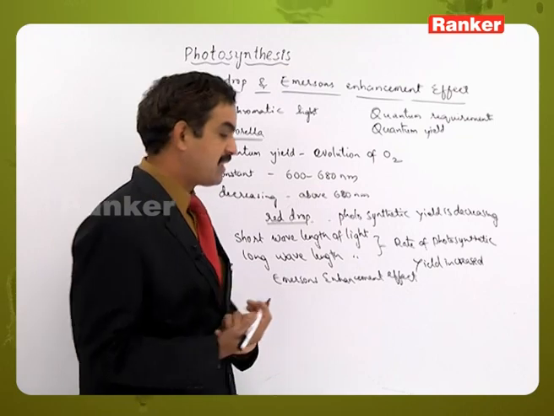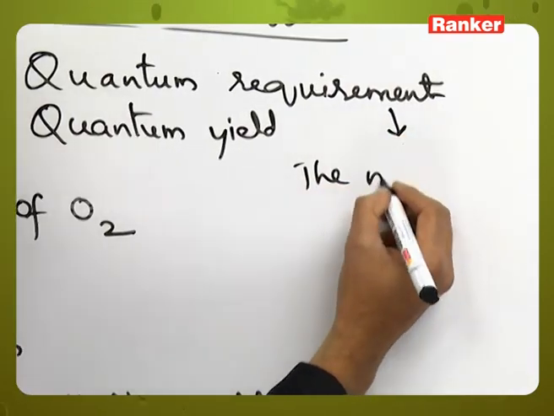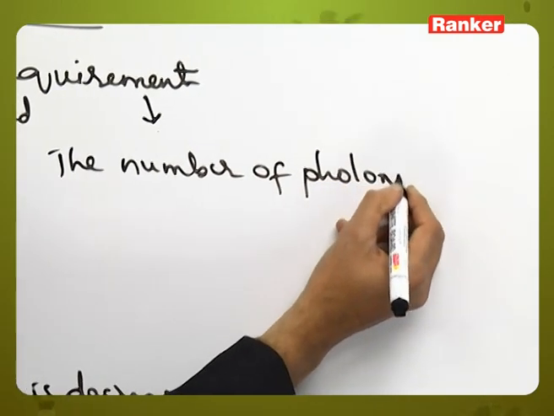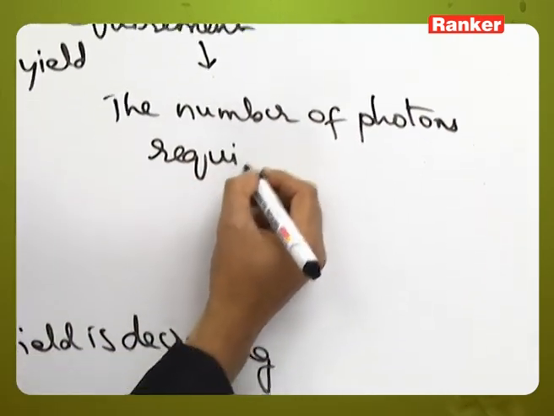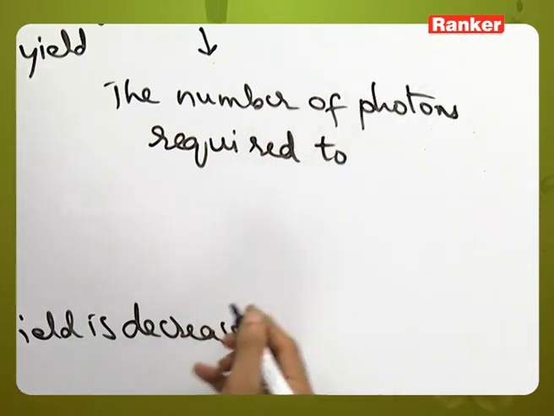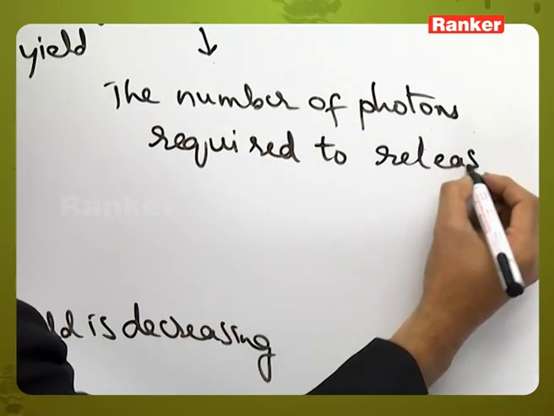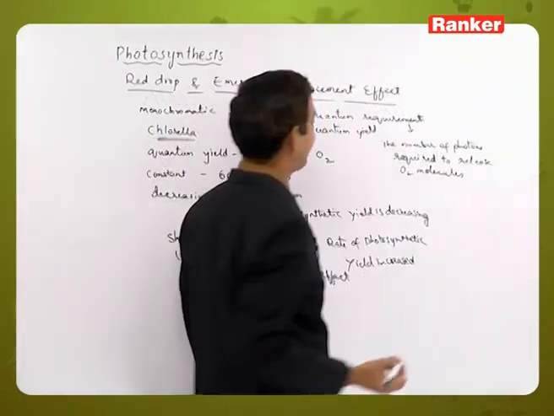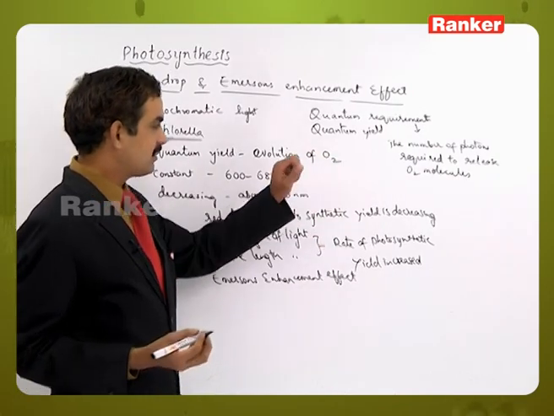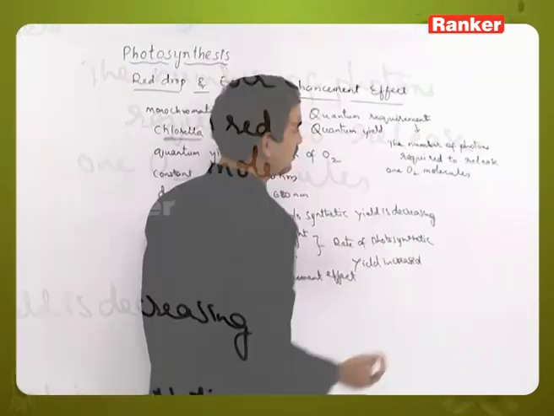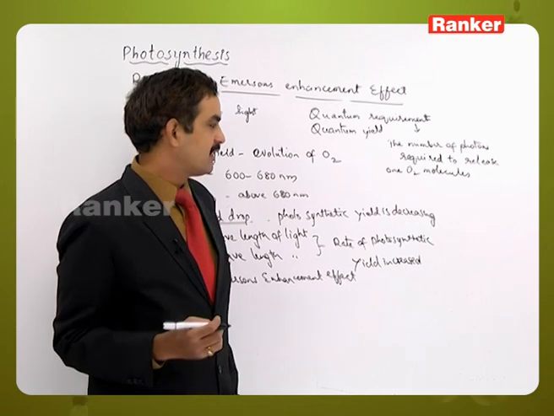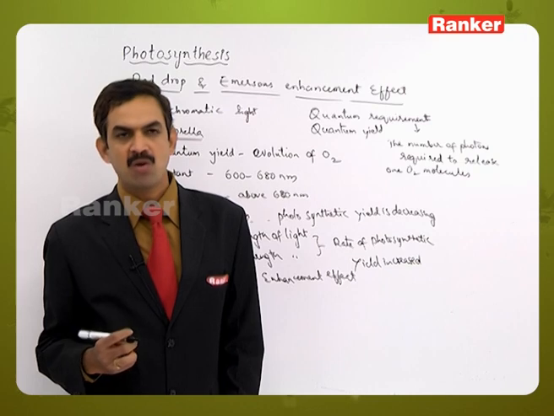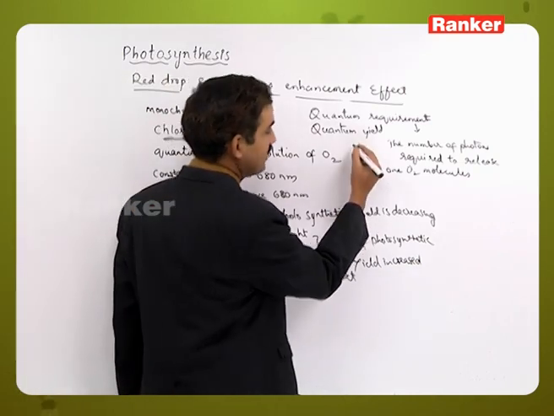So quantum requirement is the number of photons of light required to release one molecule of oxygen. So this is called quantum requirement, whereas the quantum yield is the number of oxygen molecules which are released by utilizing the quantum of photons.